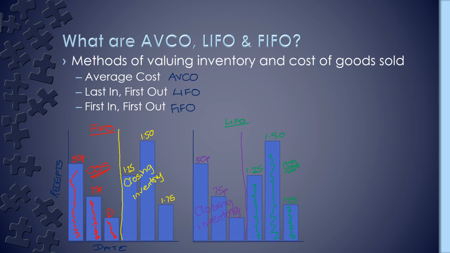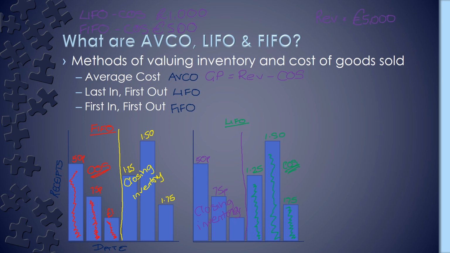So why does this actually matter? Well, if we look at our gross profit, when we're working out what our gross profit is, it's our revenue minus our cost of goods sold. So say our revenue was £5,000. Under LIFO, we might have a cost of sales of £1,000, and under FIFO we would have a cost of sales of £500.